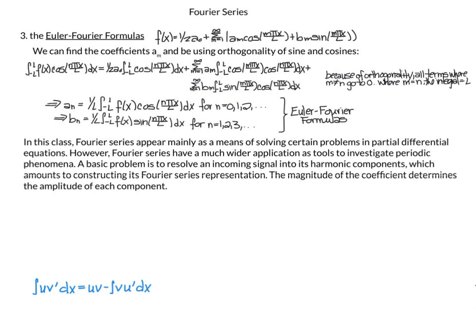Because this involves a lot of integrals, we often used the integration by parts formula. In this class, Fourier series appear mainly as a means of solving certain problems in partial differential equations. However, Fourier series have much wider applications as tools to investigate periodic phenomena. A basic problem is to resolve an incoming signal into its harmonic components, which amounts to constructing its Fourier series representation. The magnitude of the coefficients, these a sub m and b sub m, determines the amplitude of each component, each cosine and sine component.